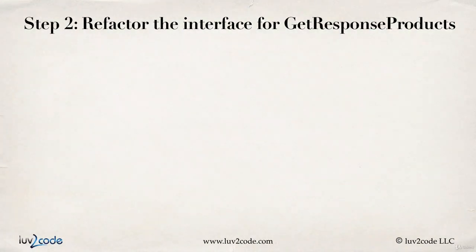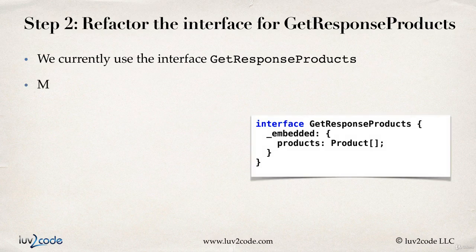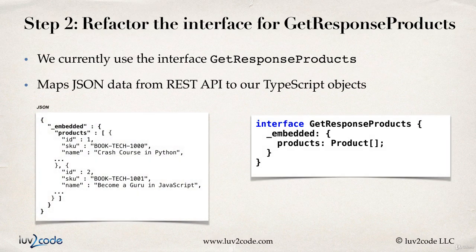All right, step 2 of refactoring the interface for GetResponse products. So we currently use the interface GetResponse products to map the JSON data from the REST API over to our TypeScript objects. So here we have underscore embedded, we map here, and then products array, we map here. So we have that coding in place already. We simply need to enhance this a bit to support that metadata.